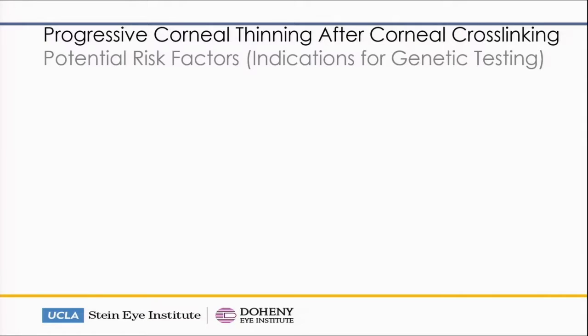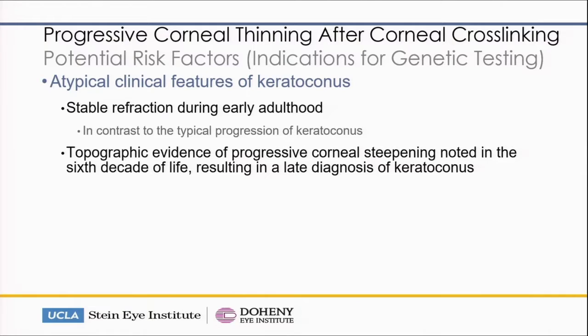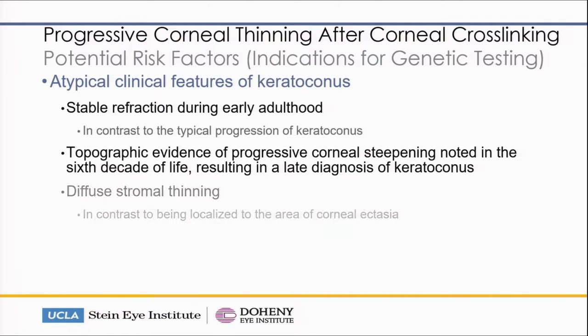So, the question is, what are you going to learn from this talk? What are these potential risk factors that may differentiate this sort of patient from your typical keratoconic patient in whom you're considering cross-linking, and thus may be an indication for doing genetic testing? Well, atypical clinical features of keratoconus: stable refraction during early adulthood, in contrast to the typical progression of keratoconus at this age. Topographic evidence of progressive steepening noted in the 6th decade of life, as we saw in our proband, resulting in a late diagnosis of keratoconus, and diffuse stromal thinning, in contrast to the thinning typically being localized to the area of ectasia in keratoconus.